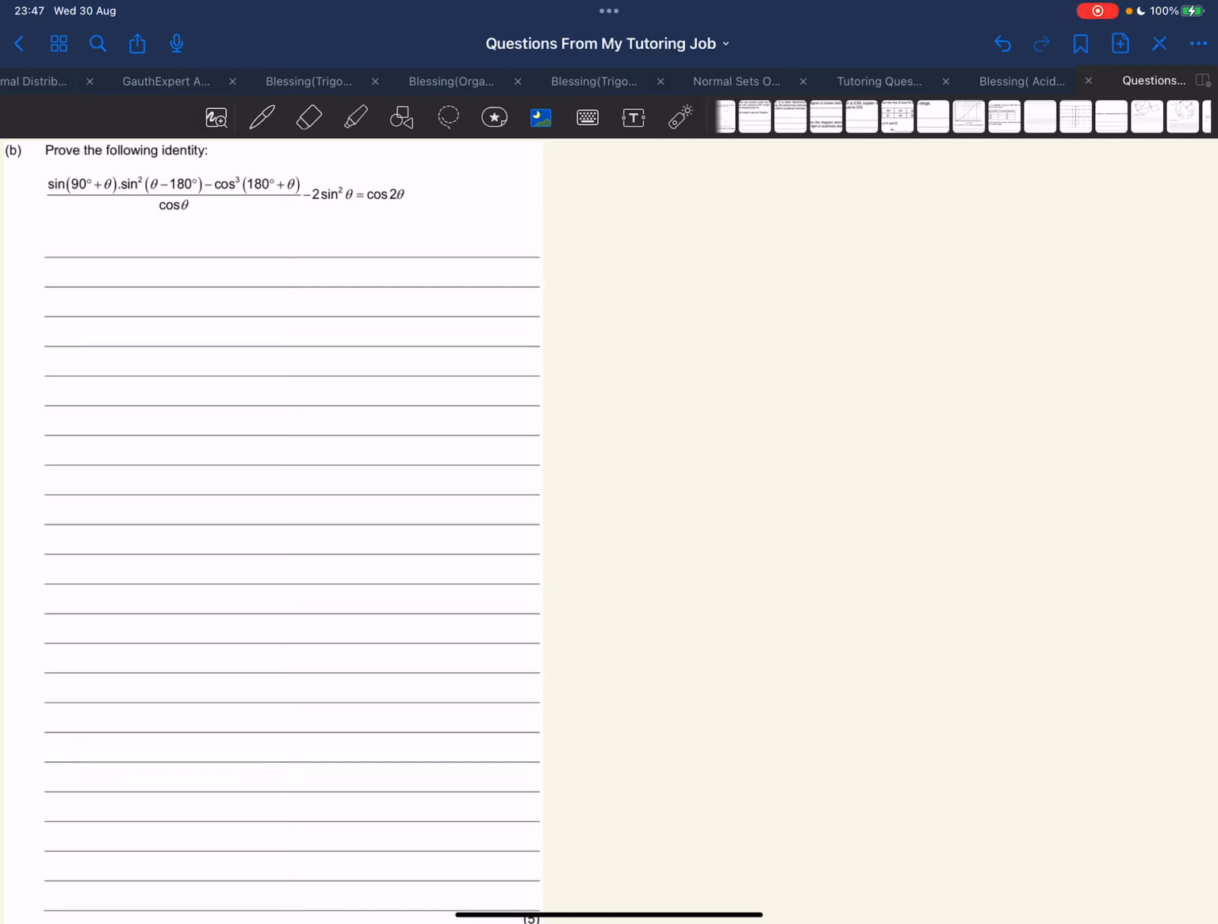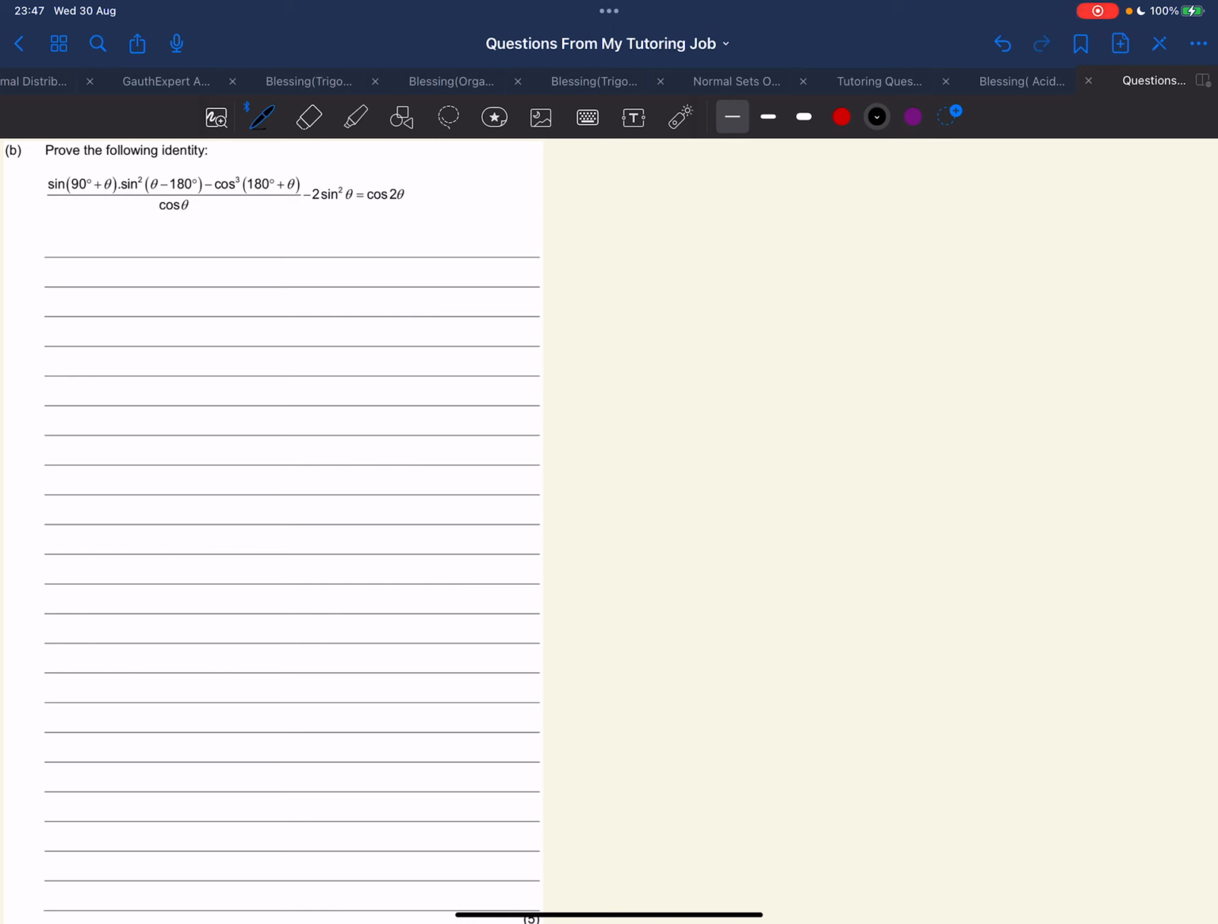Okay, right now in question B, they say prove the following identity. The left-hand side is sine of (90 degrees plus theta) multiplied by sine squared theta minus 180 degrees, minus cos cubed of (180 plus theta), all over cos theta minus 2 sine squared theta, equals cos 2 theta.